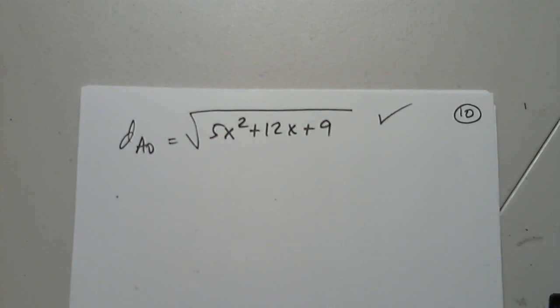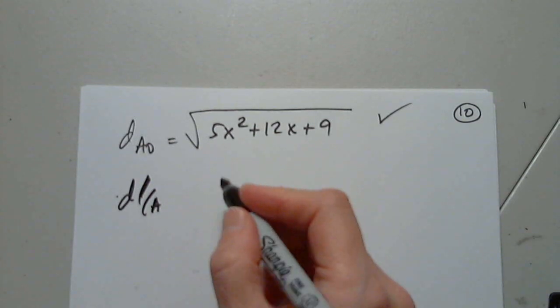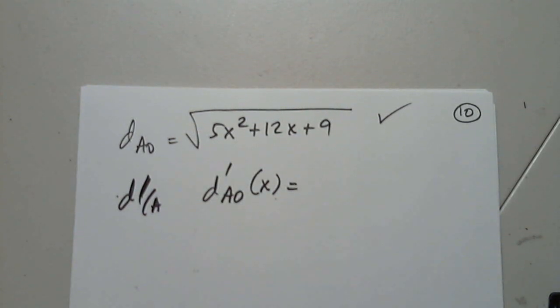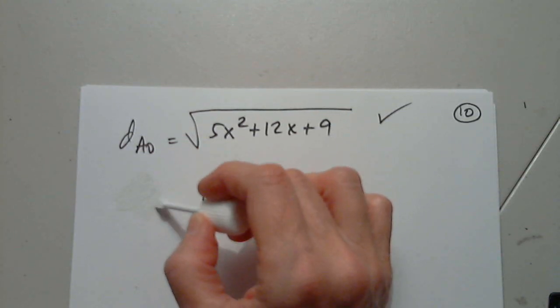What do we need to find? After we have the function, we have to find x to find y. After we have the function, what is the next step? Oh, we have to differentiate. Exactly. So d prime, I didn't mean that, d prime AO of x will be, can anyone differentiate this function for us? Anyone, please?